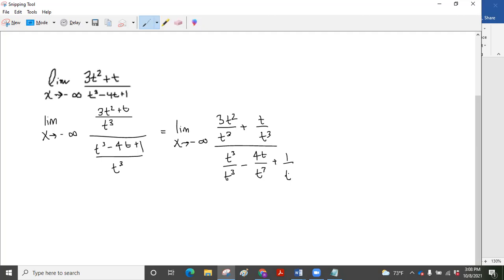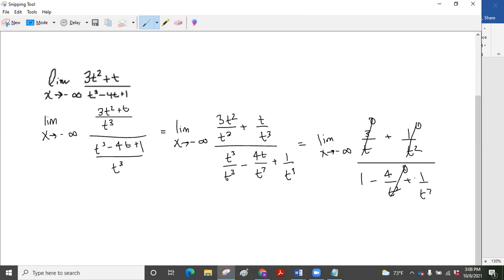plus 1 over t to the third, which is essentially equal to the limit as x approaches negative infinity of 3 over t plus 1 over t squared over 1 minus 4 over t squared plus 1 over t to the third. Again, this goes to 0, this goes to 0, this goes to 0, this goes to 0, which means we're left with 0 over 1, which is 0. So our answer is, in fact, going to be 0.